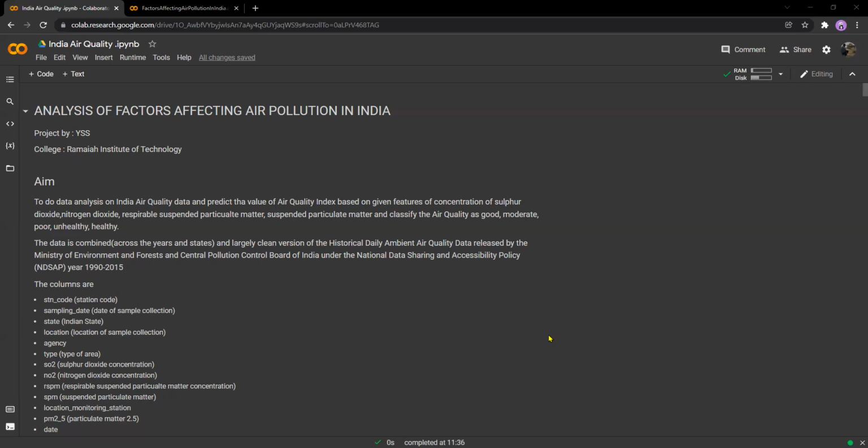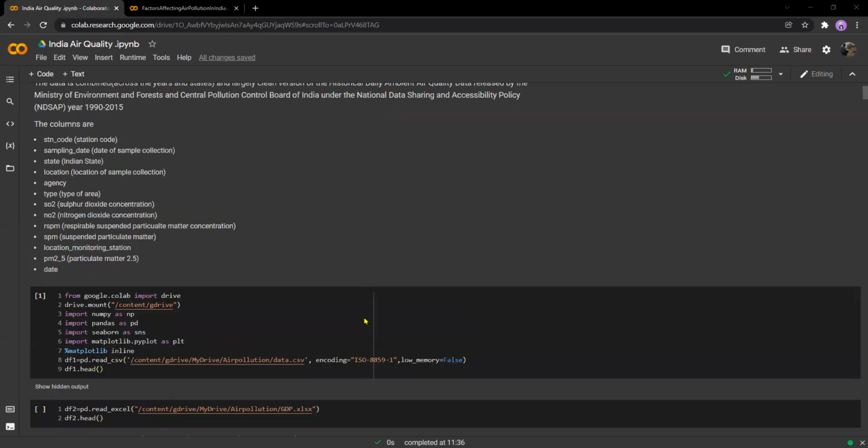using machine learning algorithms. The data set primarily consists of station code, sampling date, state, location, agency, type, sulfur dioxide concentration, nitrogen dioxide concentration, respirable suspended particulate matter concentration, and suspended particulate matter.